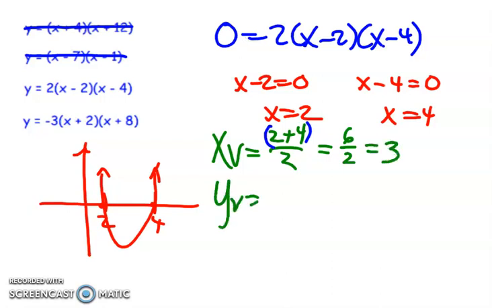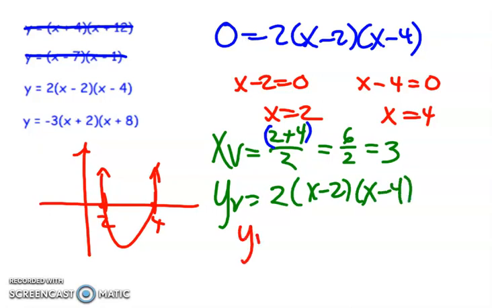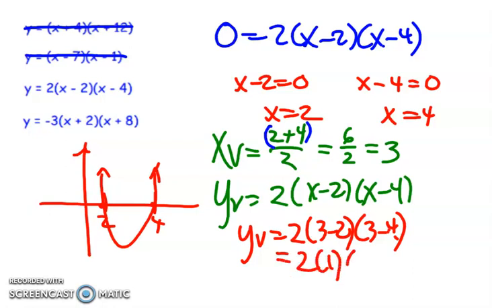The y value, go back to the original equation, it's 2 times x minus 2, x minus 4. We're going to replace the x's with 3, becomes 3 minus 2, and 3 minus 4. So it's 2 times 1 times negative 1. So the y value of the vertex is negative 2. So our vertex is at 3, negative 2. Again, a 1 and negative 1.